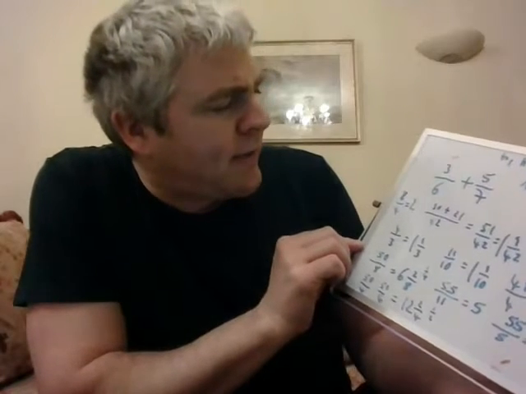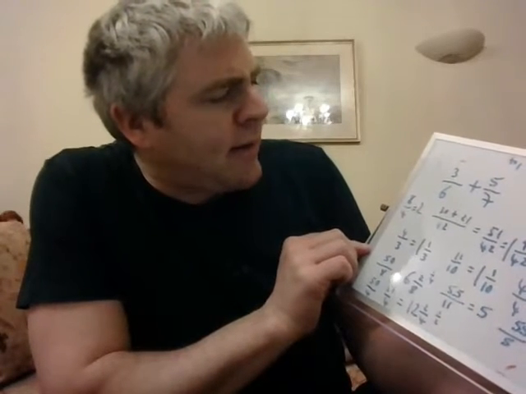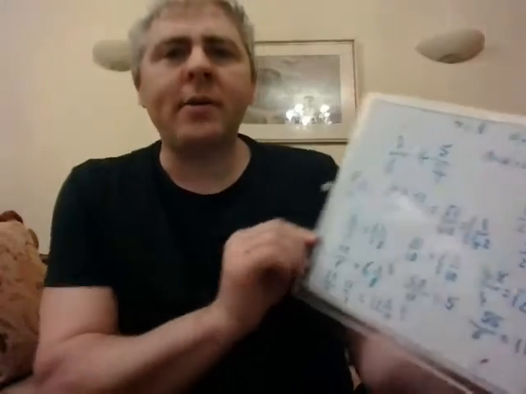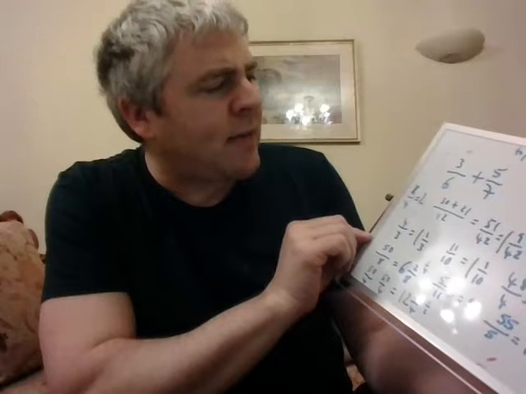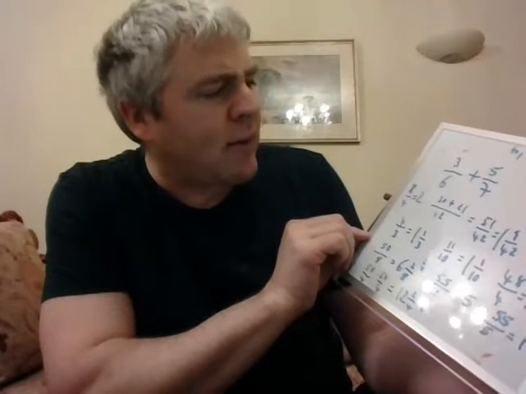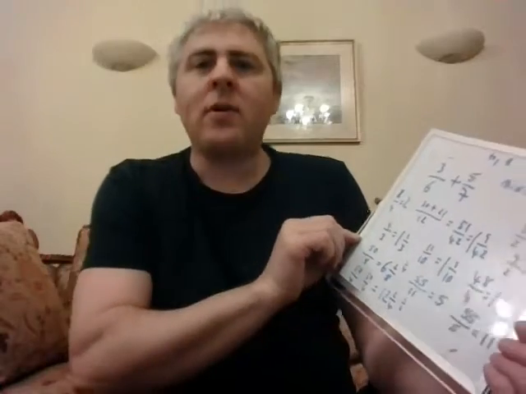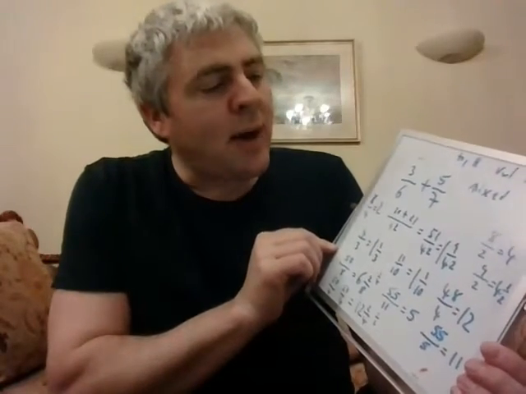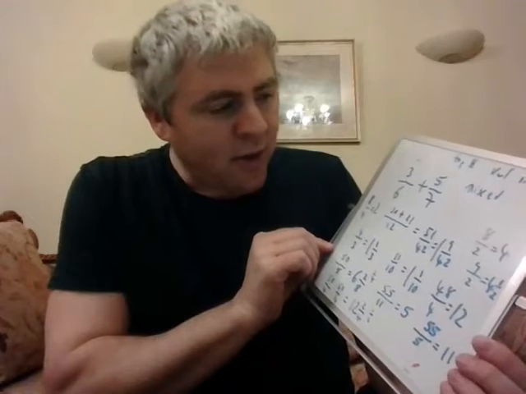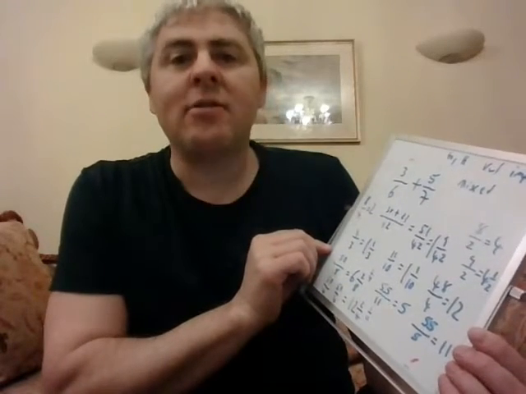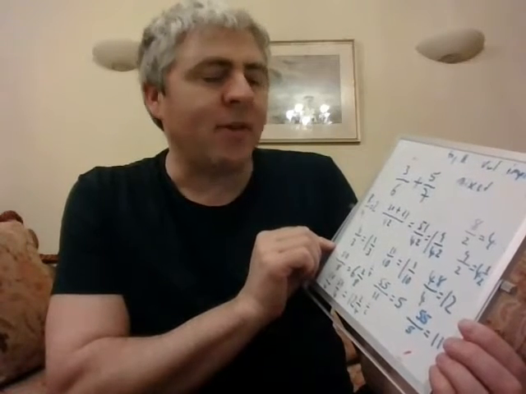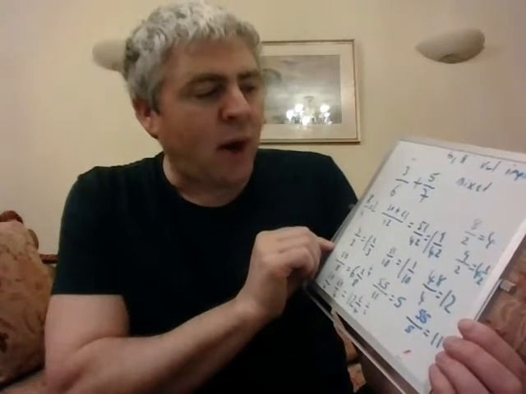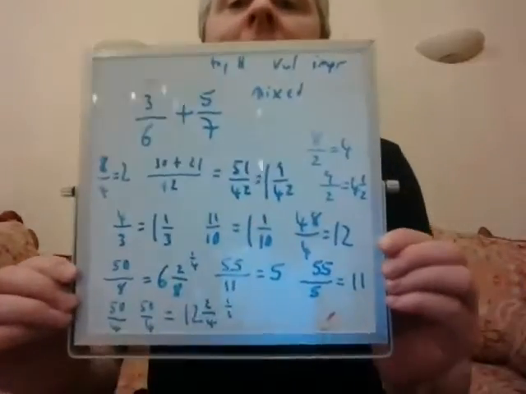Here, at the top, I've got 3/6 plus 5/7. What goes into 6 and 7? Well, that's 42. And then 6 times 5 is 30, plus 7 times 3 is 21. So that gives me 51 over 42. But it's top heavy, so the top number is bigger than the bottom number. So we just say it equals 1 and 9 over 42. That's how we do that one.